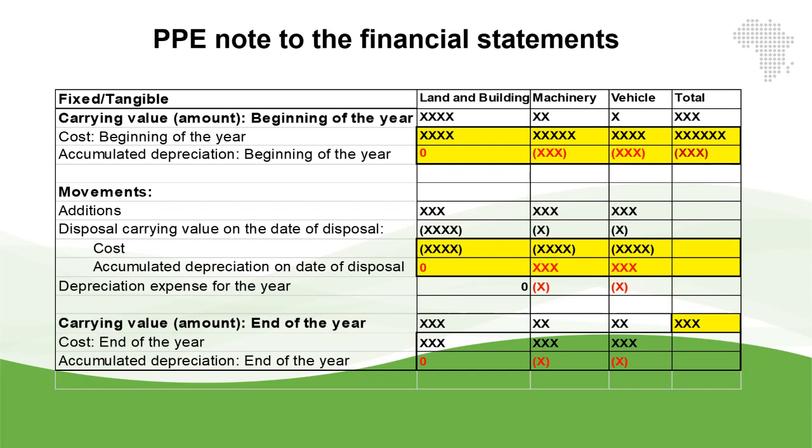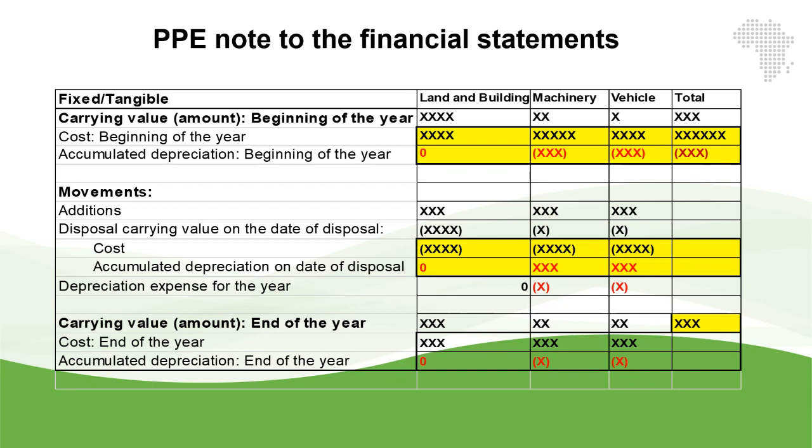Problem here, students generally, under disposal, they add instead of deducting. When you are disposing something, you are getting rid of it. You are removing it from the books at what amount? At a carrying value. How do you calculate a carrying value on the date of disposal? You will say the cost less the accumulated depreciation on the date of disposal.